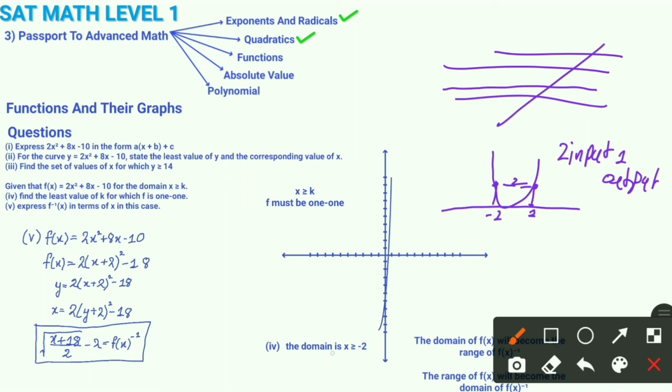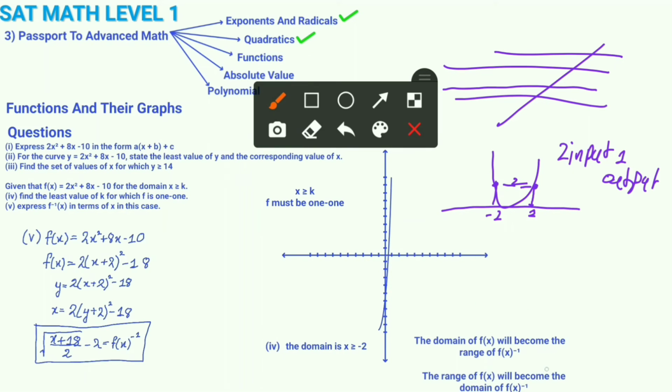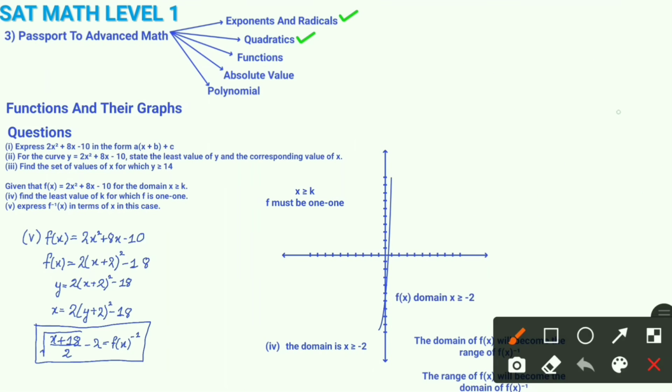Okay, as for this one, the domain of f(x) will become the range of the inverse f minus 1, and the range of f(x) will become the domain of the inverse of f(x). Okay.